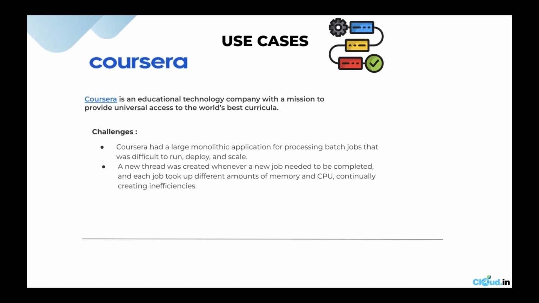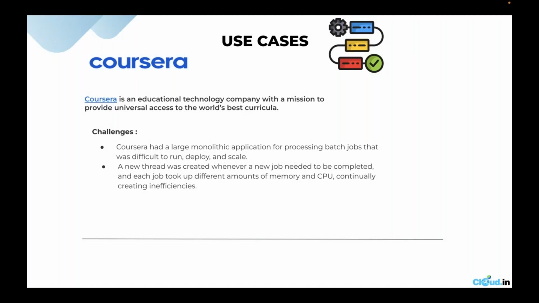to run, deploy, and scale. And a new thread was created whenever a new job was needed to complete, and each job took up different amounts of memory and CPU. So this continually created inefficiencies, and lack of resource isolation allowed memory limit errors to bring down the entire application.